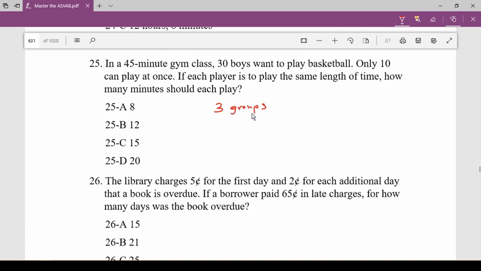And to give them even time, we're going to take 45 divided by 3. 3 goes into 4 once. 3 times 1 is 3. Subtract. 4 minus 3 is 1. Bring down this 5. 3 goes into 15 5 times. 3 times 5 is 15. 15 minus 15 is 0. So we can see there, each group's going to get 15 minutes of playtime.